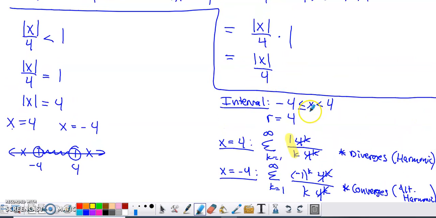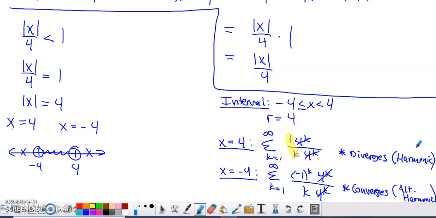Therefore, I've included -4 since we get a converging series when we plug that value in place of x, but we got a diverging series at 4, which is why it's not included. So kind of a weird interval here. We could have excluded both. We could have included both.